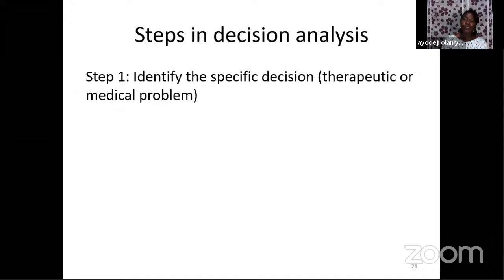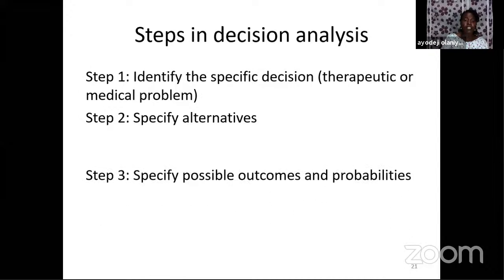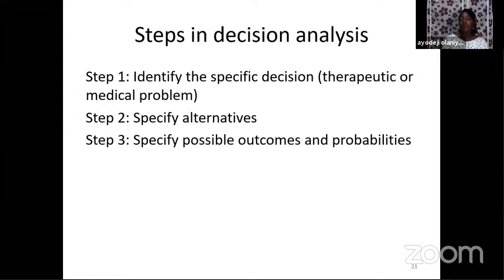If you're adding a new drug, you specify how long the new drug will be taken, for both alternatives, for what duration of time. Then step 2, specify different alternatives that can be used for that particular intervention that you want to make. Different alternatives should be identified and specified. Then step 3, specify possible outcomes and probabilities from each of those alternatives that have been chosen.